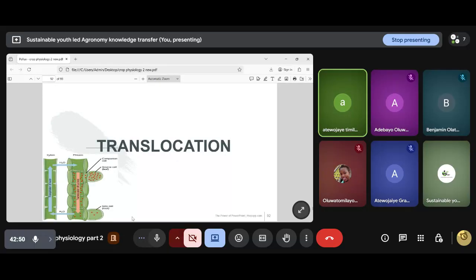Let's move on, please. Let's move on. Transportation.